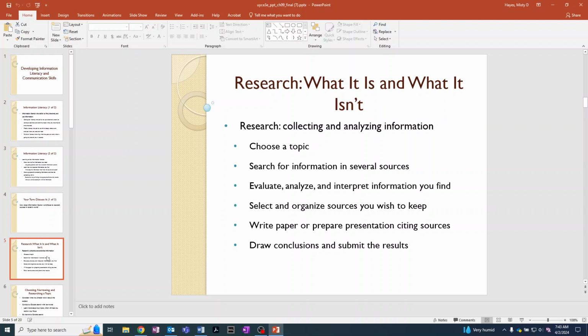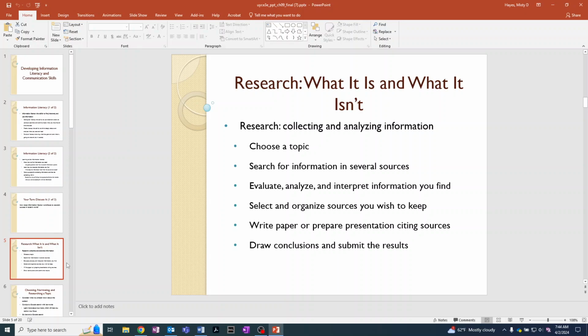So, research really is something that you're going to do in college. And, like I mentioned, some people may even do it for their careers. But research really is where you're going to collect and analyze information, right? So, there's a process of what you do when you're researching. You obviously first have to choose your topic. Then you're going to search for all of those different types of sources.